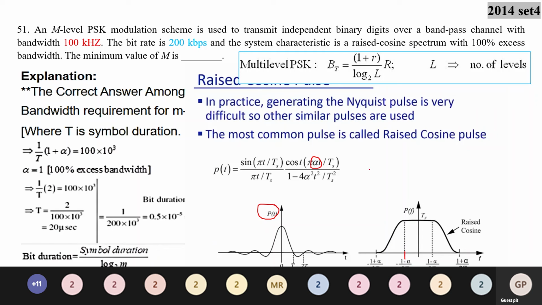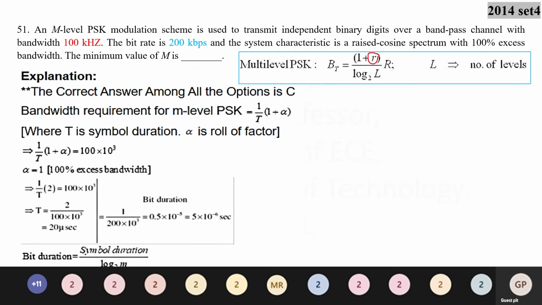Imagine it's like a gate. The opening of that gate has to be determined, right? So the gate opening size will be determined using the alpha roll-off factor. In some cases they'll use a different symbol for the roll-off factor, or in some cases they'll use alpha. And the formula for multi-level PSK is what I have just shown here: (1 plus alpha) by log 2 L into R. The correct answer option is not given, so we'll solve it here.